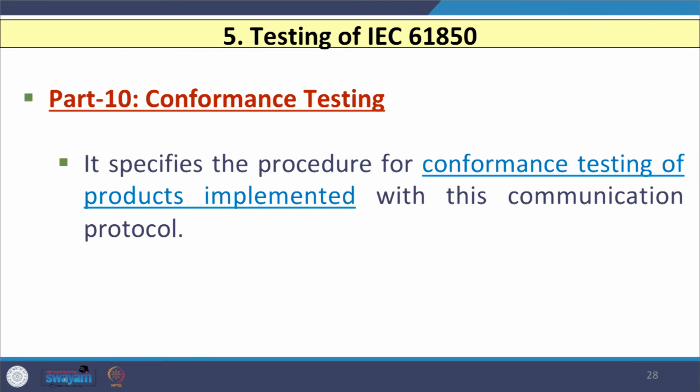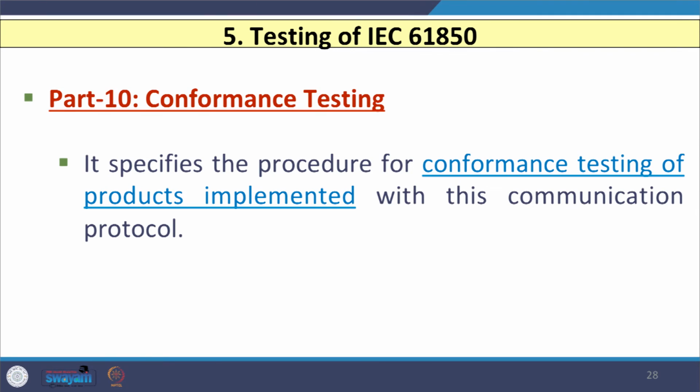And in part 10, the issues related to the testing of IEC 61850 are mentioned. So, part 10 gives conformance testing related information, and in this it is specified the procedure for conformance testing of a product which we wish to implement with this communication protocol, that is, how it is implemented. Complete information related to the testing of IEC 61850 is elaborated in this part.